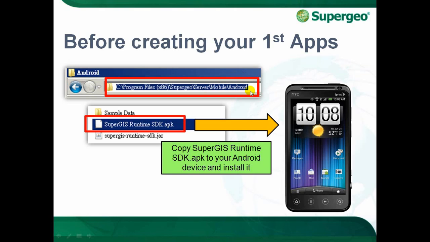So if you are going to develop an app based on Android, you need to go to this folder, copy this APK to your mobile device, and then install it. It's very important because we are going to access the map service from our product, SuperGIS Server. So before that, you need to copy this one and install it on your device. So these are all the tools that we need to prepare before developing our first Android apps.